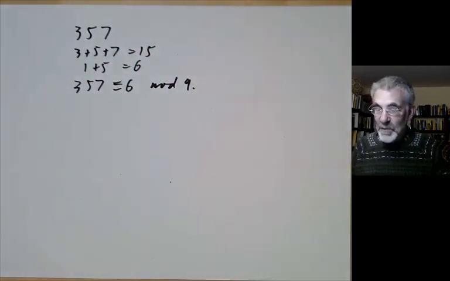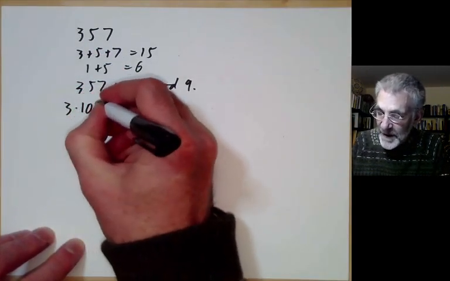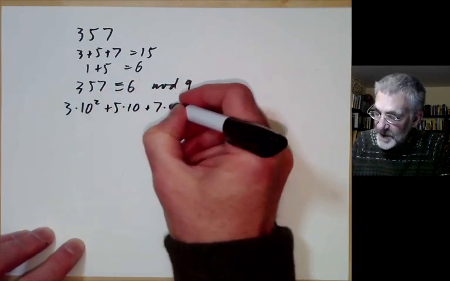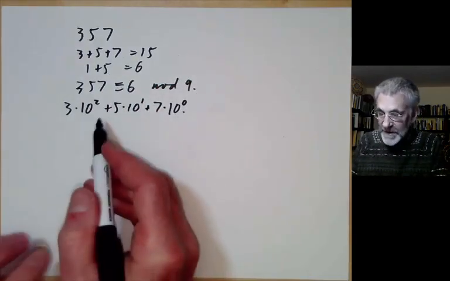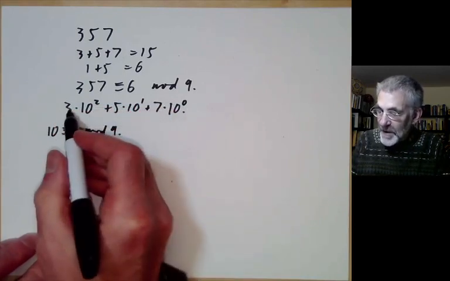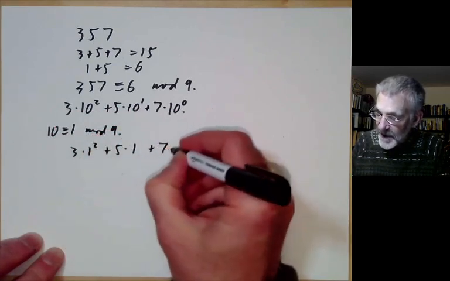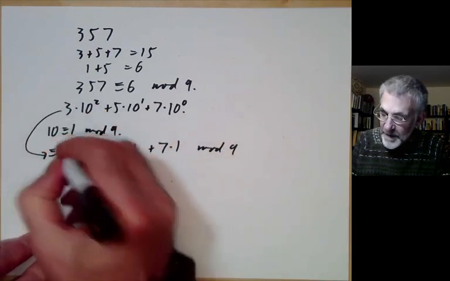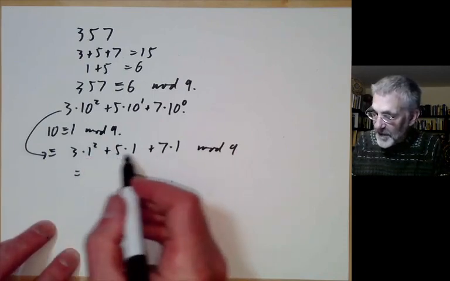So why does this work? Well, 357 is an abbreviation for 3 times 10 squared plus 5 times 10 plus 7 times 10 to the 0. So now we notice that 10 is congruent to 1 modulo 9. So this can be written as 3 times 1 squared plus 5 times 1 plus 7 times 1 modulo 9. So we can say these two numbers are actually congruent modulo 9. And this is just 3 plus 5 plus 7, which is 15.